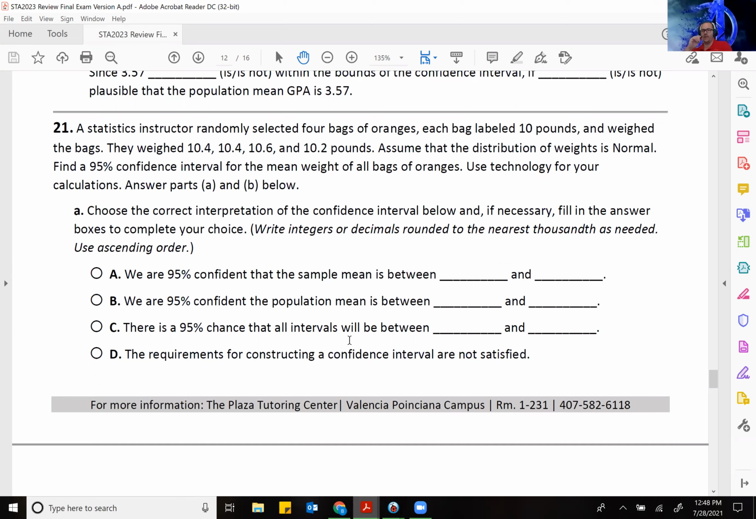So in this one, it does say write integers or decimals rounded to the nearest thousandth. What's thousandth? How many decimals is that? 2 decimal places. Eh, 3. It's 3 decimal places. Sorry. It's all right, Lewis. That's why I asked this question.